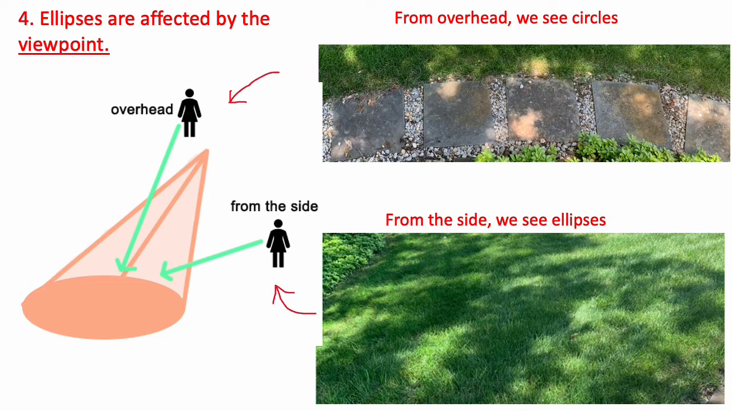The fourth factor affecting the ellipses is the viewpoint. When I look down at the spots of light, my line of sight, marked in green, is nearly parallel to the axis of the cone. In this position, the ellipses look circular. When standing on the ground, looking at the spots at an angle, they appear elliptical.